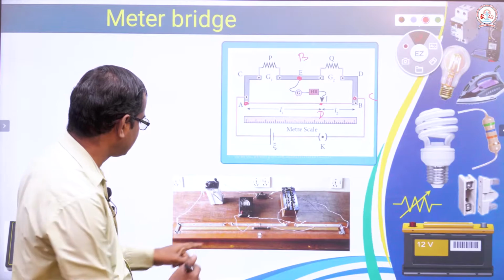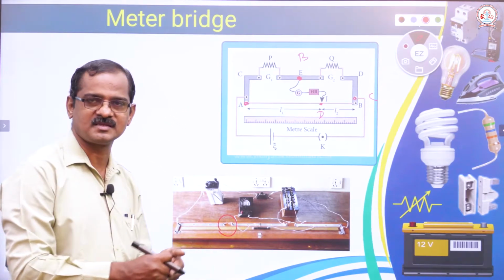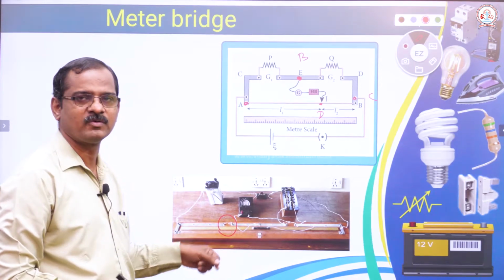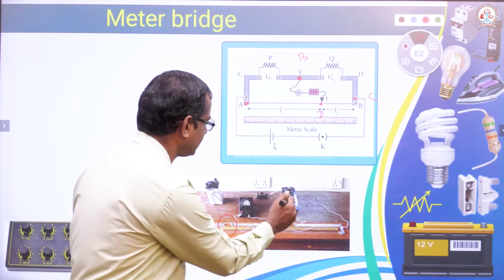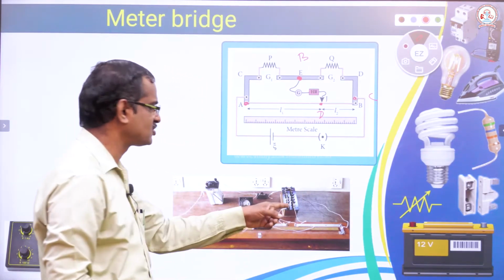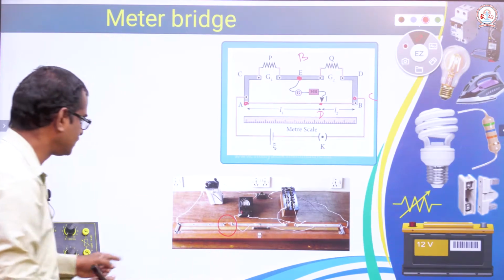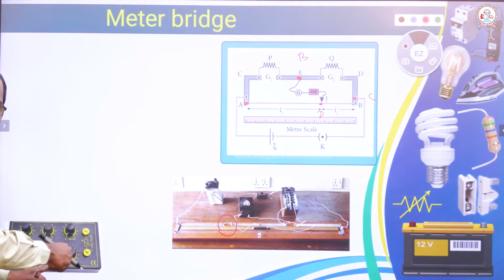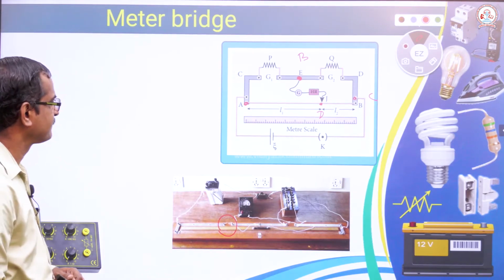Okay, you just see here. A wire is connected here. It's an unknown resistance. You want to find out the resistance of the wire, the resistivity of the wire. Here a variable resistance box is connected, so we can just change the resistor value connected here.